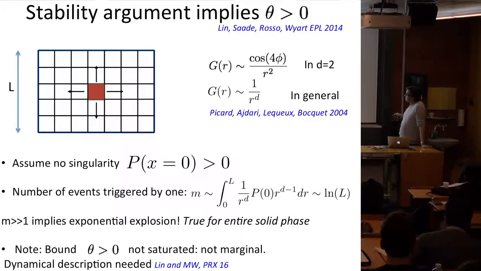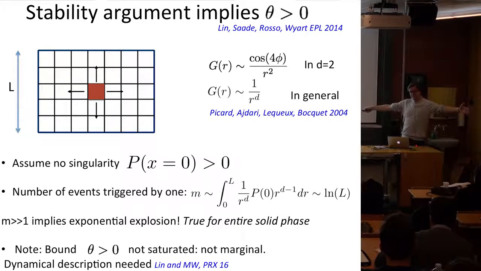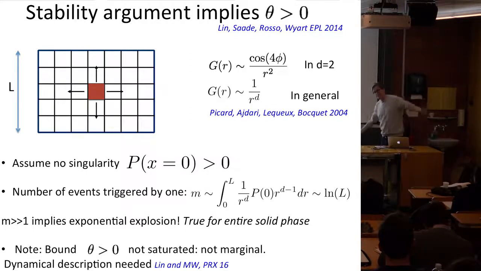Now I want to prove that P of x has a pseudo gap. And the way I'm going to prove it, the argument is as follows. I will argue that if it didn't have a pseudo gap, then when you trigger one shear transformation, as soon as you trigger one, you would trigger many others. Each of those many others would itself trigger many others, and you would have a catastrophe, and your mayonnaise would suddenly be completely liquid. You would have extensive rearrangement in the system. So to avoid this extensive rearrangement, you must have a pseudo gap.